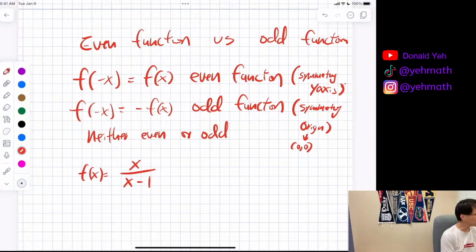So what do you think, f of x equals x over x minus 1? Is this even or odd? Ian? What do you think? Is it even or odd function?